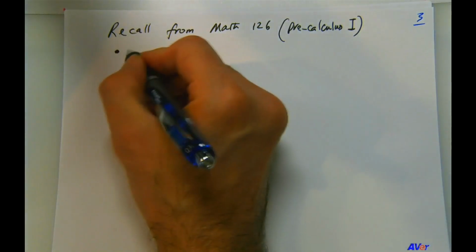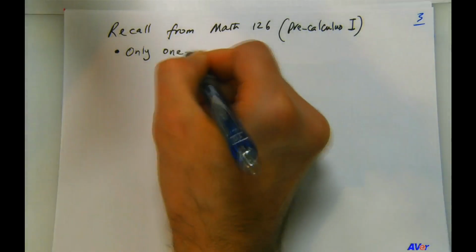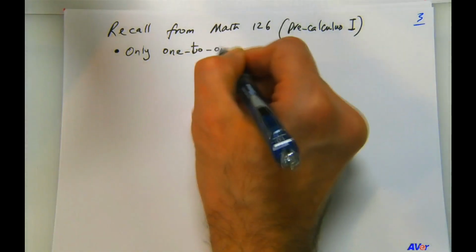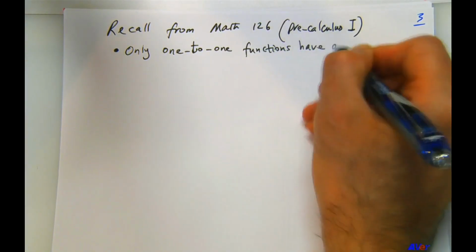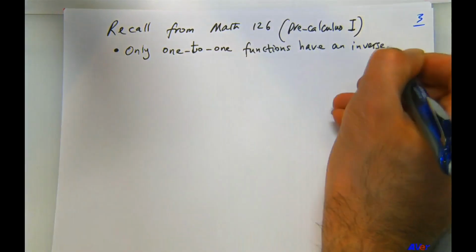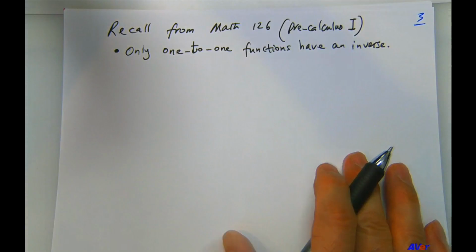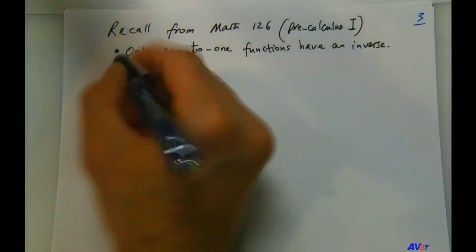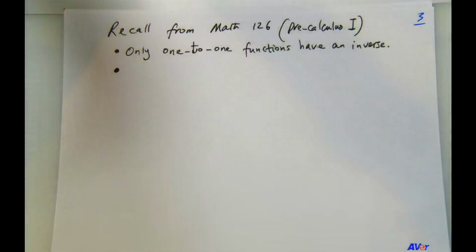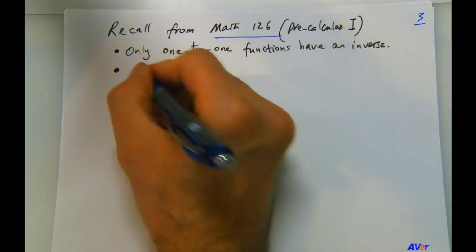Only one-to-one functions have an inverse. Now, as you know, every single trigonometric function that we have is not one-to-one, right? Because it's periodic. The graphs are going up and down. And before I talk in more detail, let's remember one more thing from Math 126, the horizontal line test. Remember that?